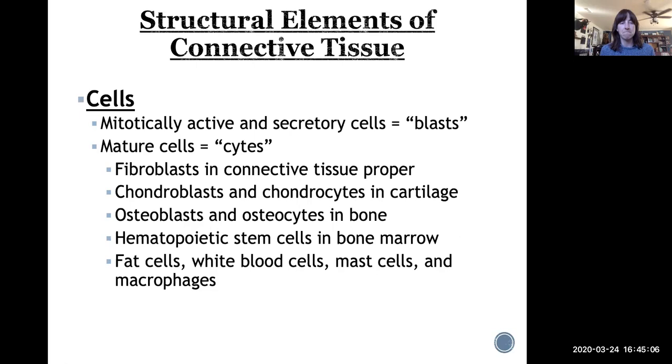I have a quick question. Yeah. So I just want to confirm. The blasts are basically like immature cells, right? Mm-hmm. They're just like the cells that are just barely starting to differentiate.